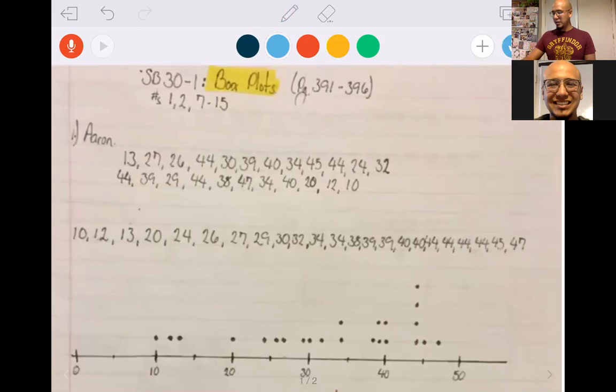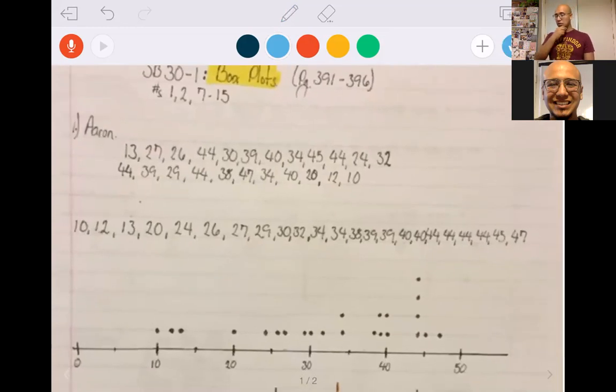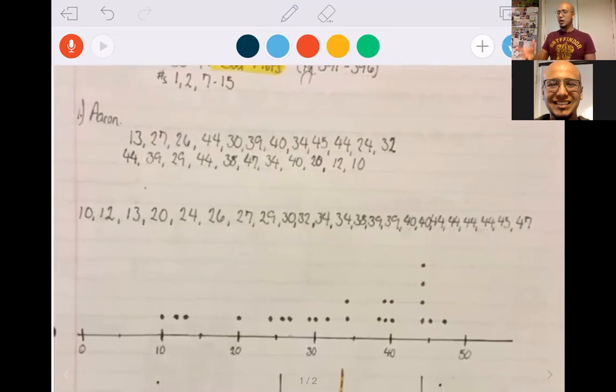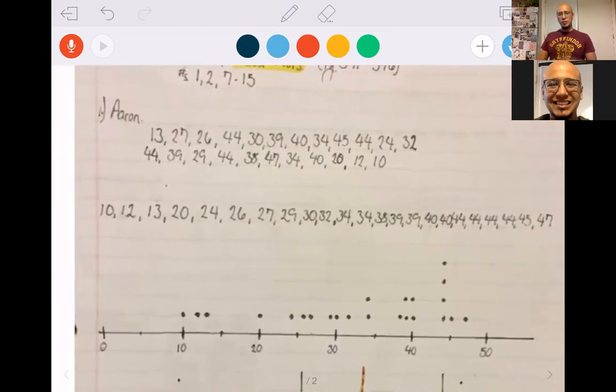Having said that, we're also going to make a dot plot using all of this information. In fact, before I even find the quartiles, let us make the dot plots first. Obviously, I already made mine, but let me just review with you.